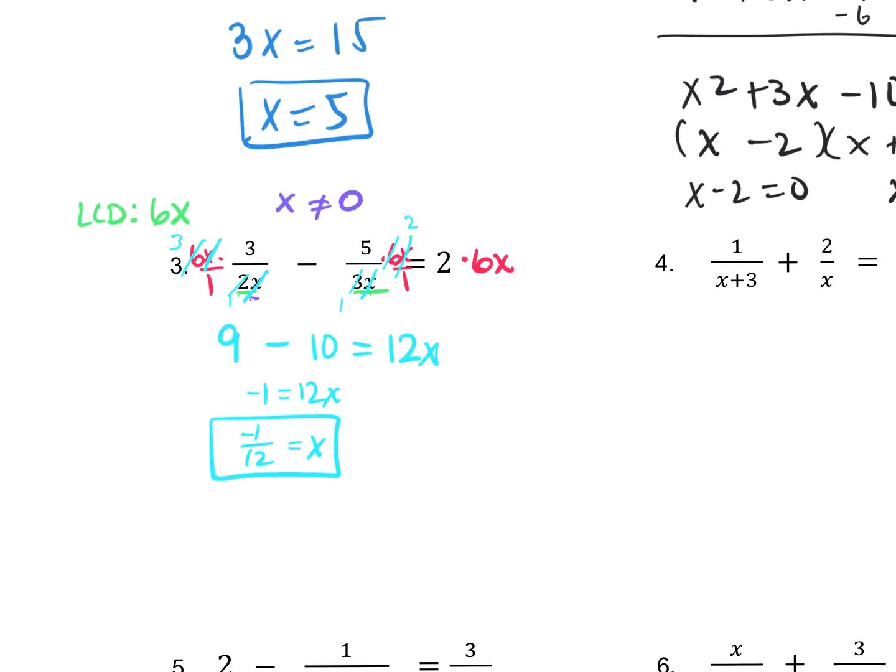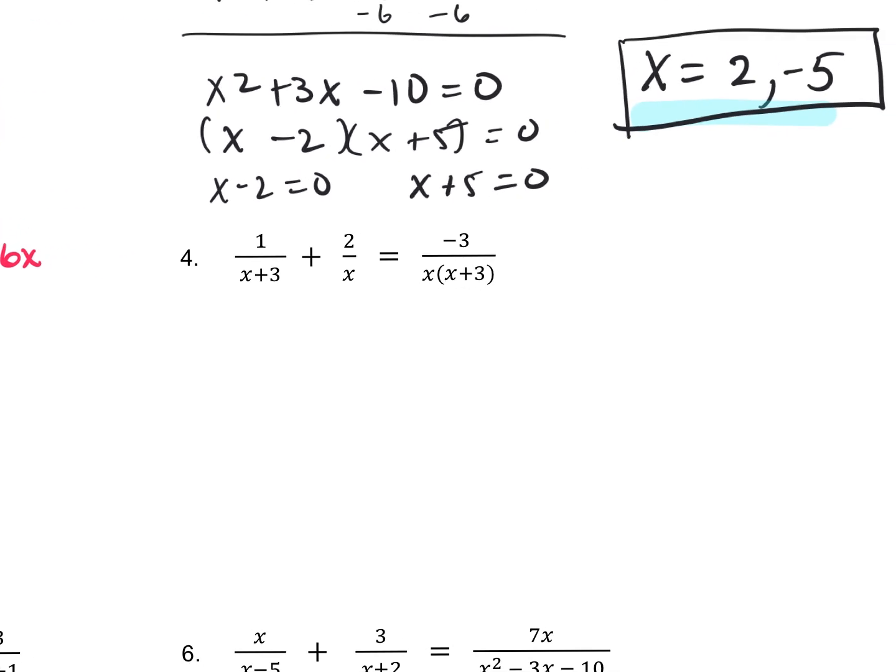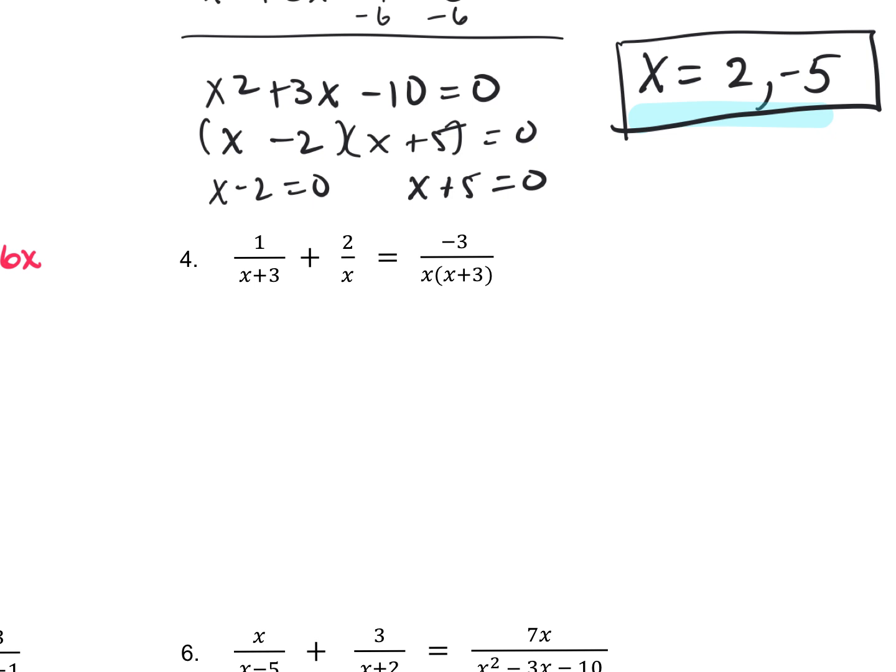All right, let's look at the next one. Same thing. First, we're going to find the LCD, then we're going to talk about the domain restriction. So the LCD here: every part of this has to be in my LCD. I have to have an x, and I have to have an x plus 3. What is our domain restriction? What's going to make the denominators equal 0? So x cannot be 0 or negative 3.